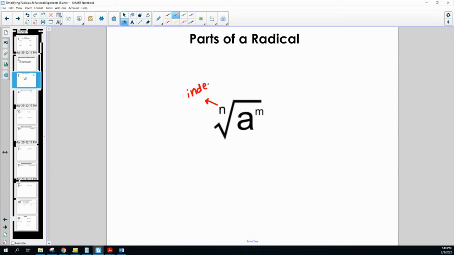If it is a square root, the index would be 2, but it wouldn't be listed. So for instance, the square root of x, we don't put a little 2 here because it's understood that that is a 2. If you see any other number there, like a 3 or a 4 or a 5, that is telling us that the index is that number. The expression under the radical is called the radicand, and this m here is the exponent.